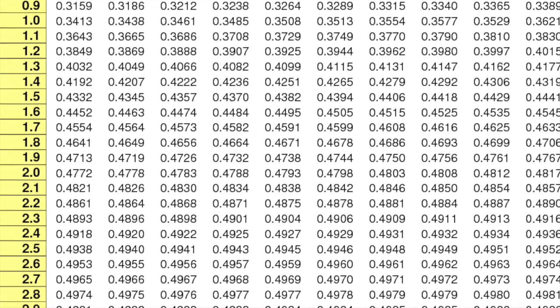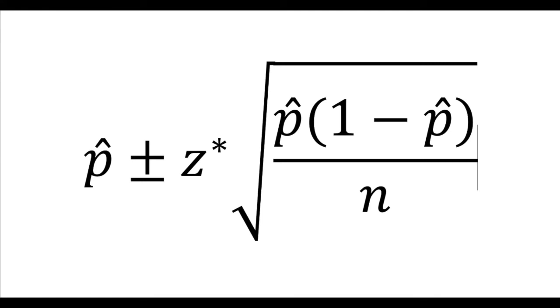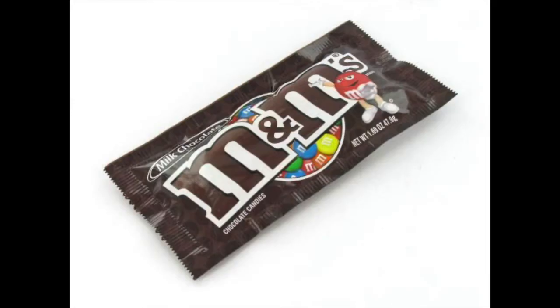Multiply the critical value by the standard error, add and subtract this result to p hat, and you have constructed your confidence interval for the population proportion given a certain sample result and a stated degree of confidence. Let's run through an example. In a bag which contains 60 M&Ms, 12 of them are brown. What is the 95% confidence interval for the prevalence of brown M&Ms in general circulation?